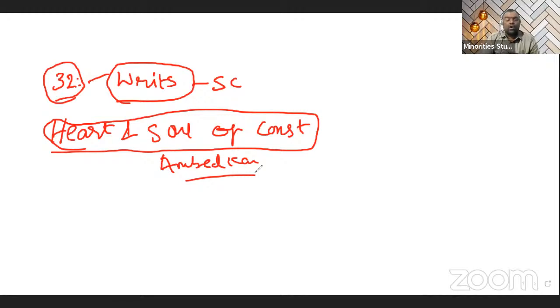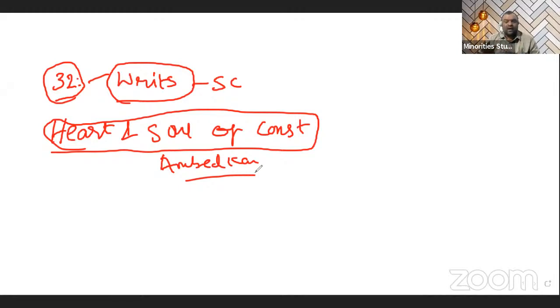Supreme Court, according to Article 32, issues the writs. Pronunciation is writ, spelling is W-R-I-T-S. The concept of writ is very, very important. If your rights are violated, enforcement of fundamental rights is important. If any state is violating fundamental rights, the Supreme Court under Article 32, and the same for the High Court under Article 226, issues the writs.